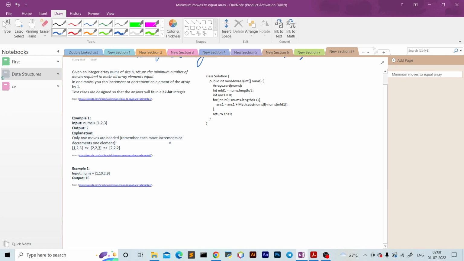So in this example, we have 1, 2, 3. What we can do is increment this 1 to 2, which requires one move, and decrement 3 to 2. This would become 2, this would become 2, and it would require a total of one increment and one decrement. So this is the explanation for this example.